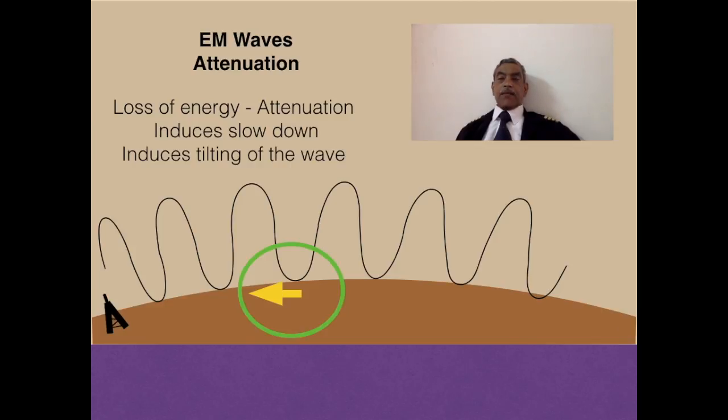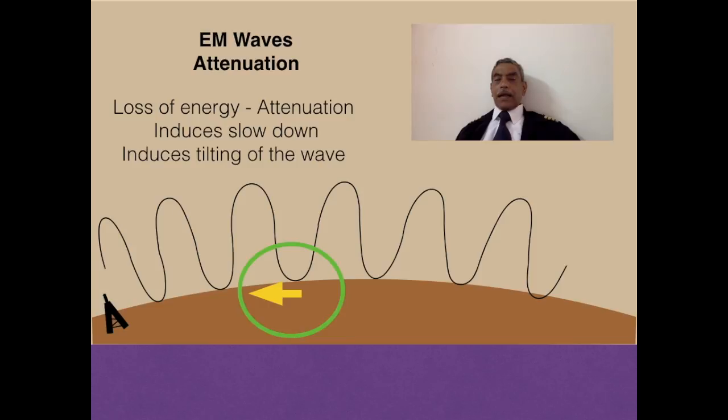Here we will come across a very interesting phenomenon called attenuation. What is attenuation? It is loss of energy of the EM wave as it strikes a particular body. So how does it affect the range, etc.? That's what we are going to see here.